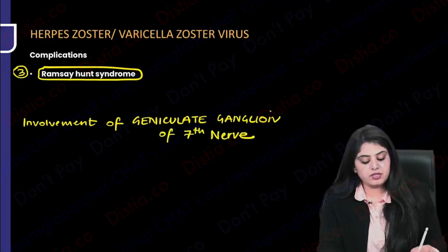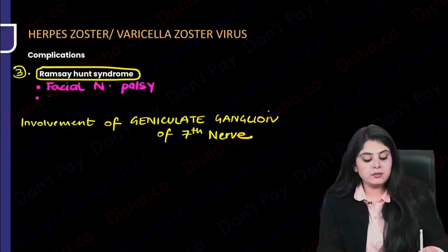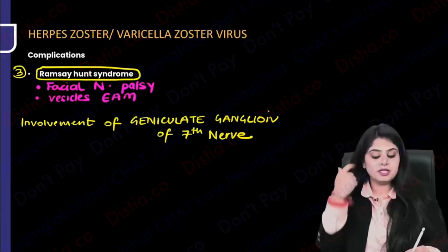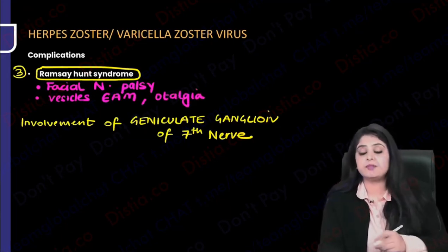So what all is the patient going to have? The patient is going to have 7th nerve, so facial nerve palsy is going to happen in Ramsay-Hunt syndrome. Then there are going to be vesicles present over the external auditory meatus, you know, EAM, external auditory meatus. And apart from that, there is ear pain also, so there is otalgia. What else?